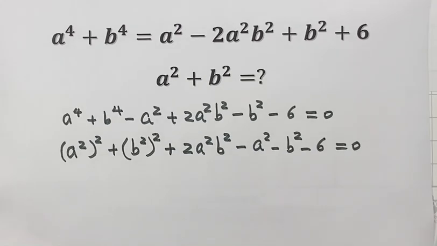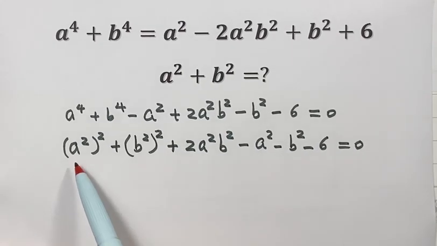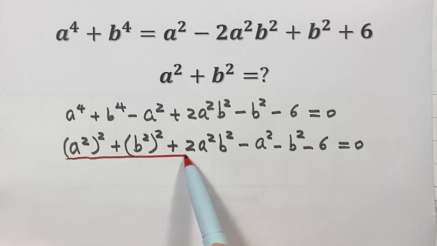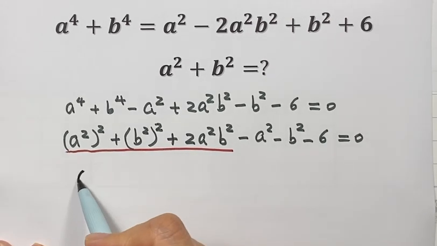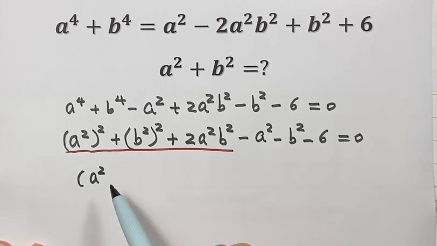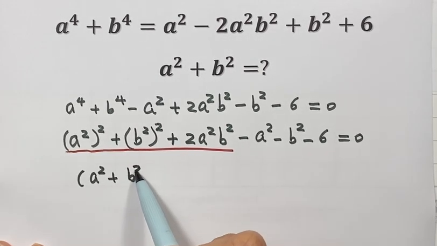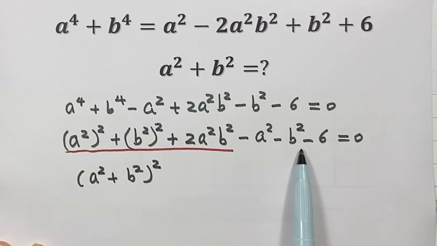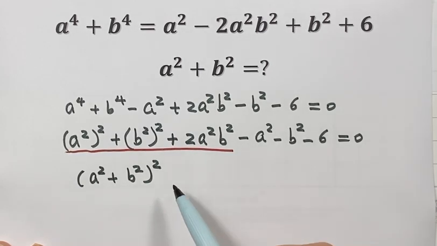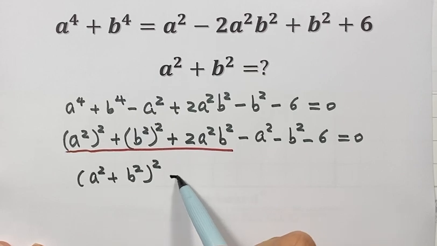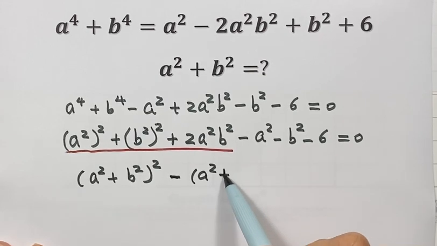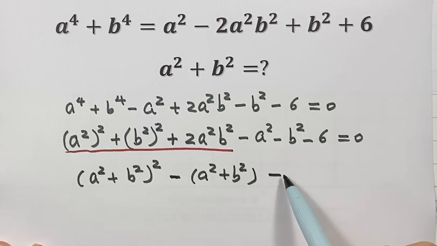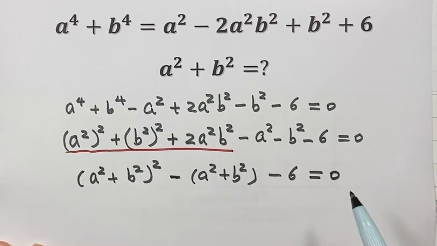So then look at these three terms. These three terms actually form a complete square. That's just a squared plus b squared then square. Because here we have a squared plus b squared, so we are going to combine these two together. Simply take a negative sign outside. So here minus a squared plus b squared then minus 6 equal 0.